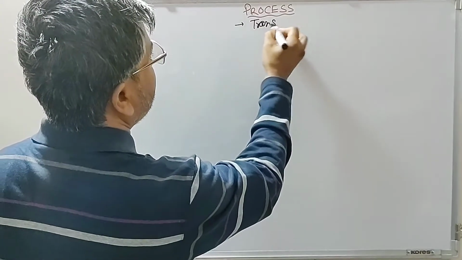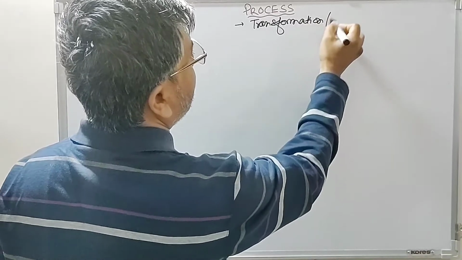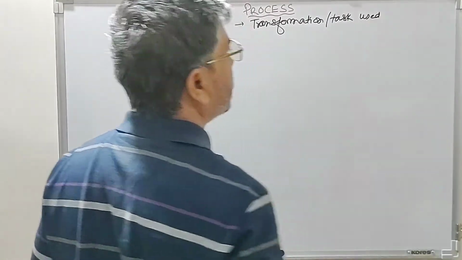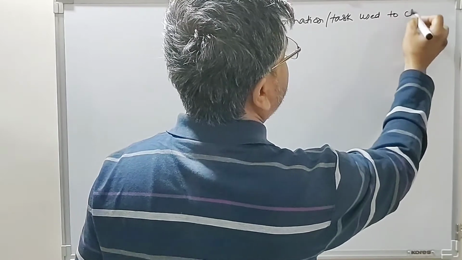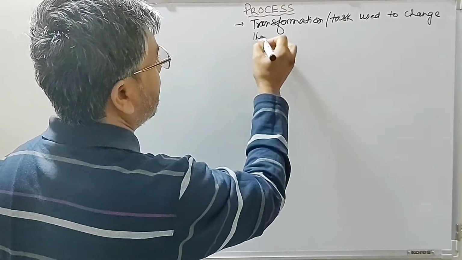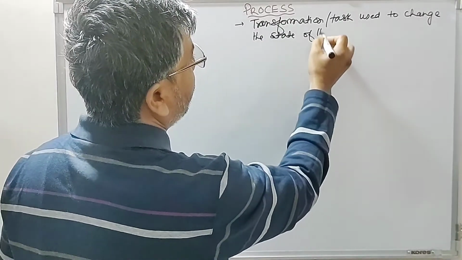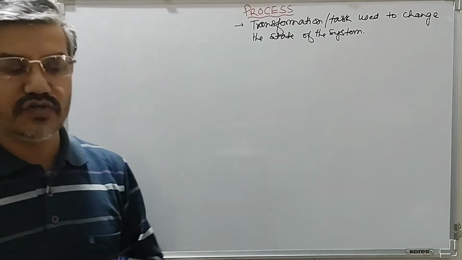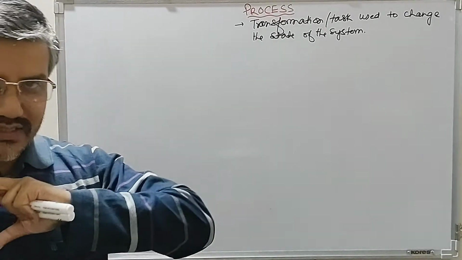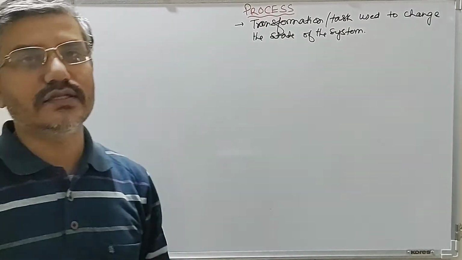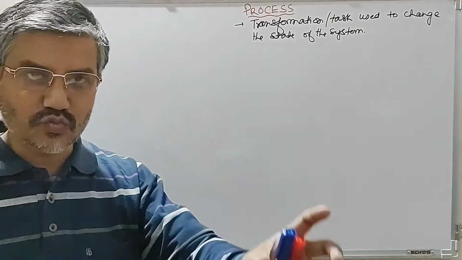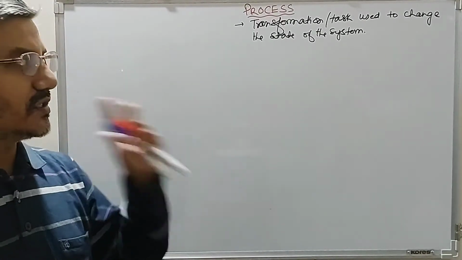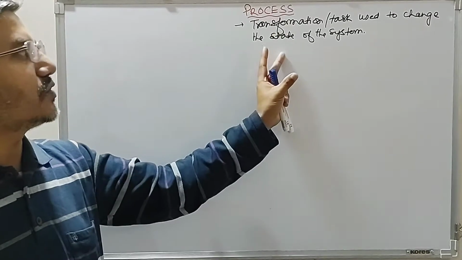This is the transformation or the task used to change the state of the system. That means we are changing the state of the system. Yes, we are moving from one state to another state. So when the system moves from one state to another state, what is the transformation, what is the task we perform on the system so that it is changing from one state to another state? That transformation or the task or the operation is what we call as process.